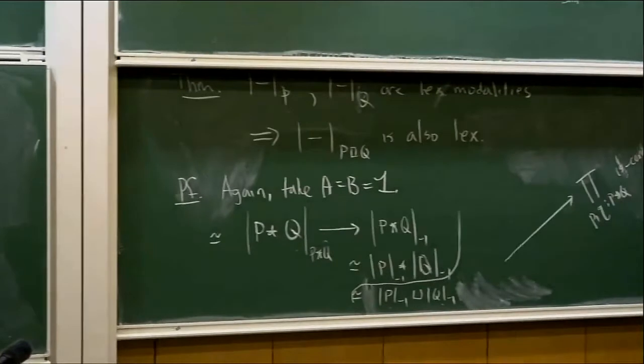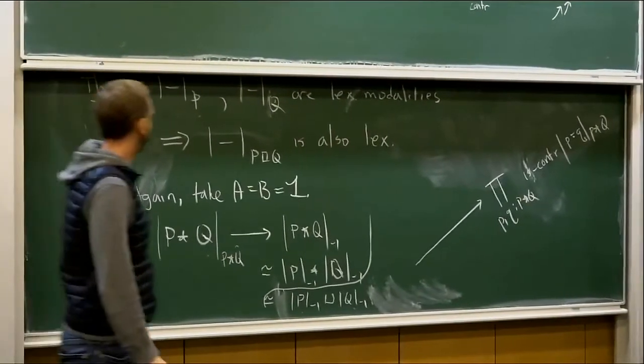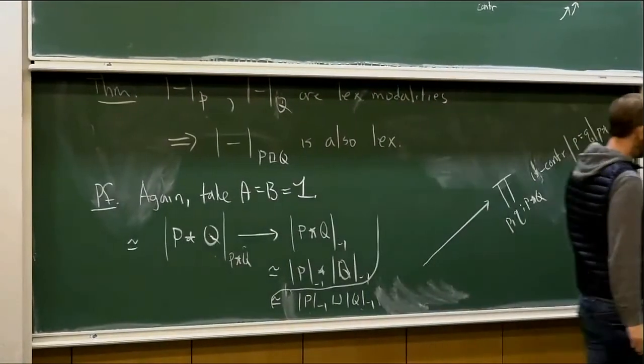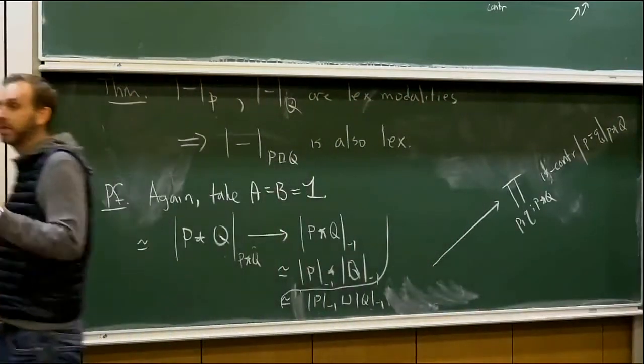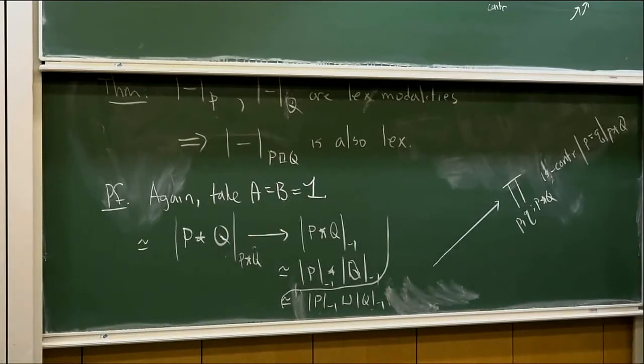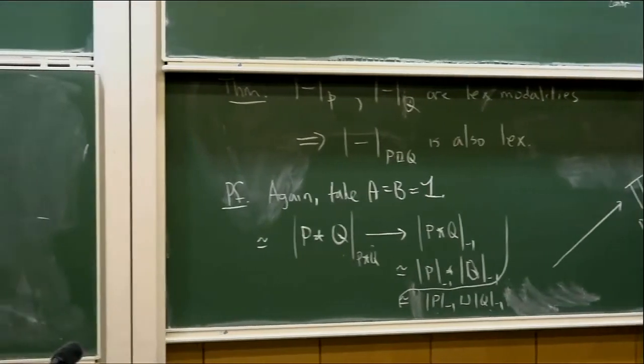So these are the two things that we now have: we can generate Lex modalities from anywhere, we just need to complete families by their diagonals, and they're closed under taking the box products of two modalities. Okay, so here's the theorem.